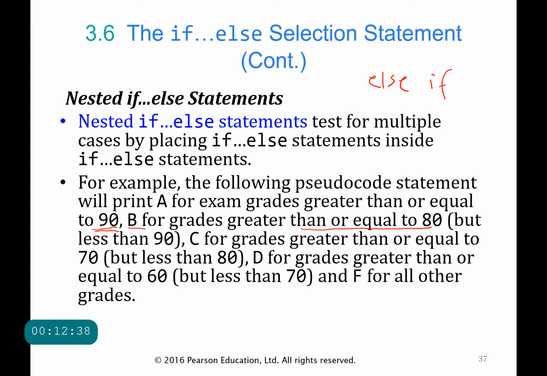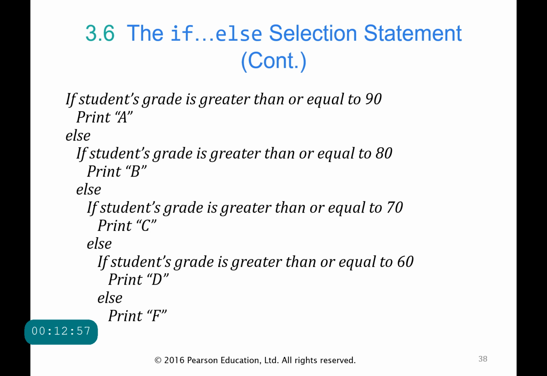If it's less than 80 but greater than or equal to 70, then you want to print C grade, and then so on and so forth for the D grade, and then finally F when it's less than 60. So you can write this using if else or nested if else statements.